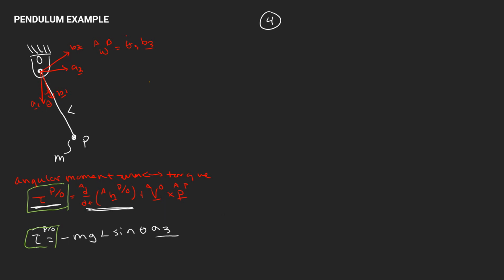So first we start by just getting angular momentum, which you should recall from the last video as the following. We have ROP crossed with linear momentum. So sorry, that's a P there. And we can rewrite that as ROP crossed with m times the velocity. So ROP is equal to L B1, and so to get the velocity, we get the derivative of that.